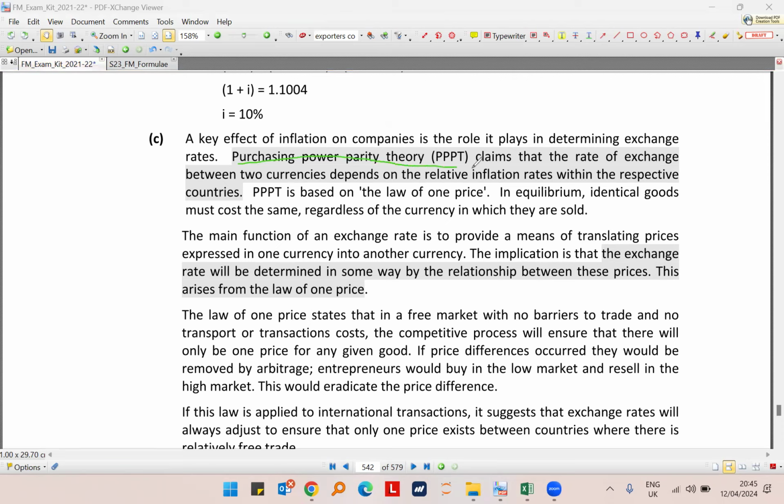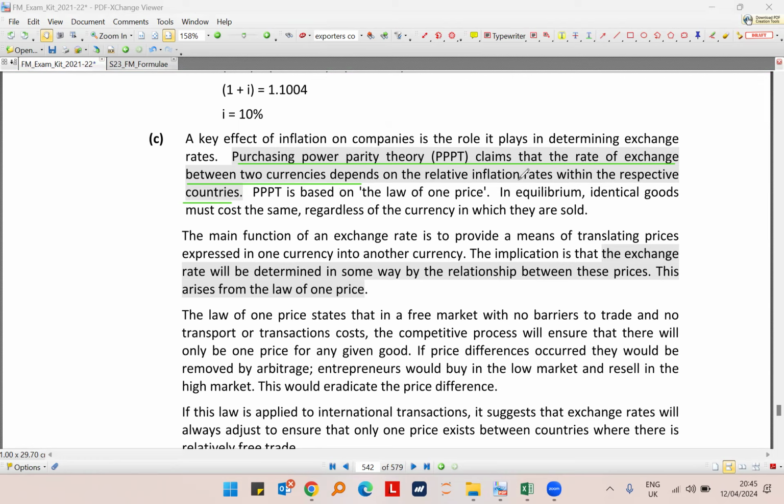Purchasing power parity theory claims that the rate of exchange between two currencies depends on the relative inflation rates within the respective countries. So this is the formula of purchasing power parity. Now remember what I said about when you got the solutions that are in this book. You should focus on what is highlighted. Do not write so much. Remember, it's for 4 marks. So on this paragraph, this is all we are writing, but the other parts are for you to understand.